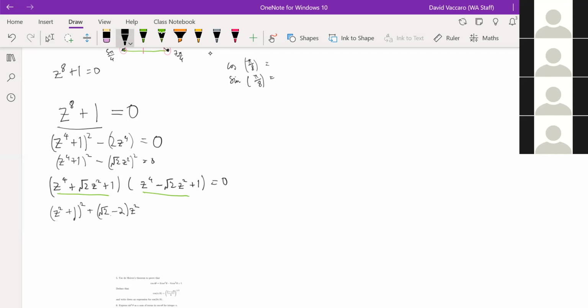Z squared. And 2 is bigger than root 2, so I can write this as minus 2 minus root 2 z squared. So this is how I've rewritten that first bracket. The second bracket I can rewrite as z squared plus 1 all squared. And then I need to subtract 2 plus root 2 z squared.